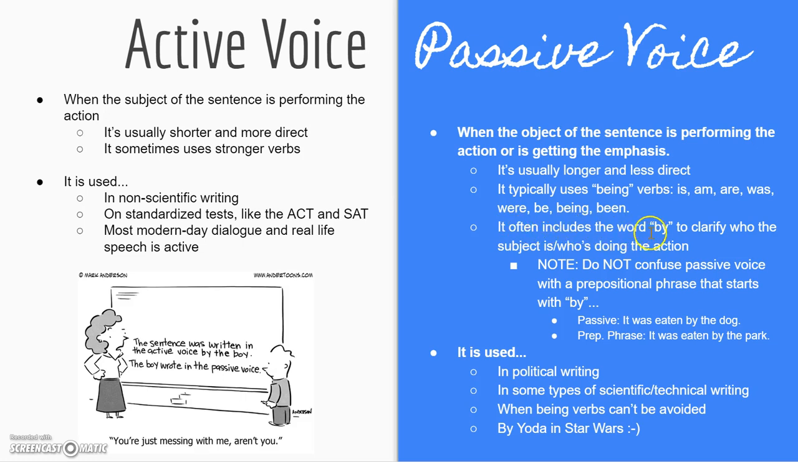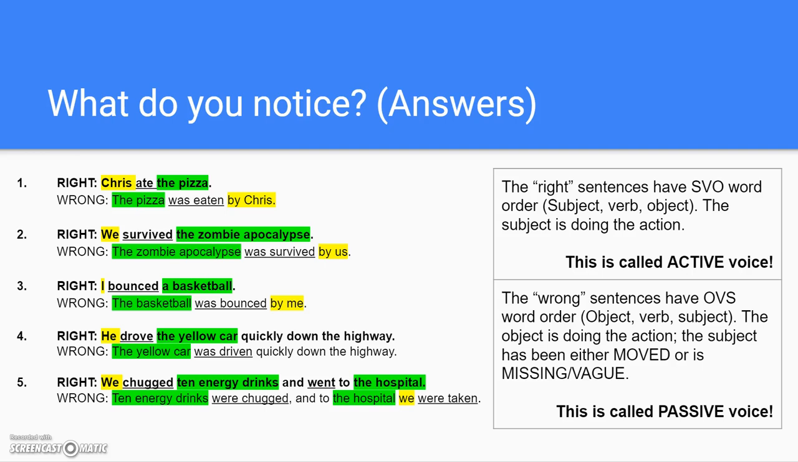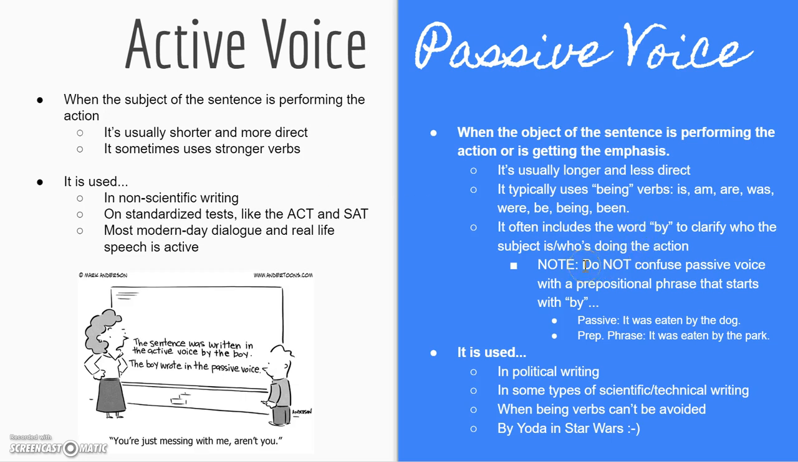Passive voice often includes the word "by" to clarify who the subject is or who's doing the action. So if you think about these last sentences, "The zombie apocalypse was survived by us." In this case, the word "by" is clarifying the subject. But notice that passive voice might often use the word "by," but don't confuse it with the prepositional phrases in sentences that start with "by."